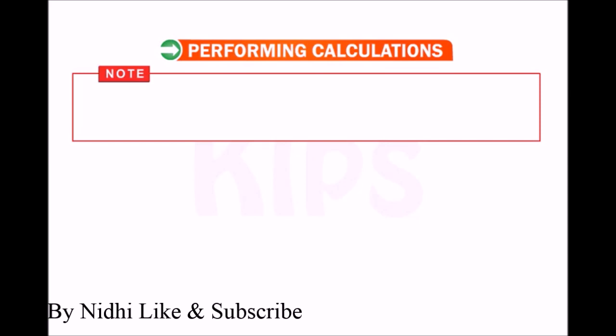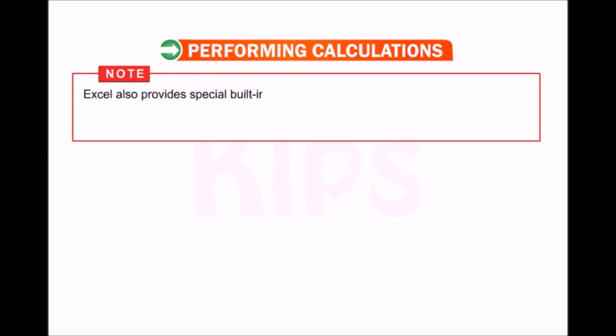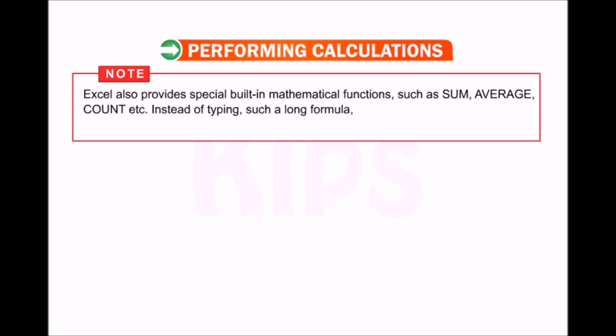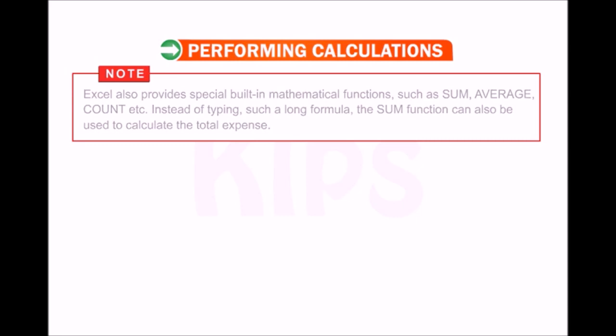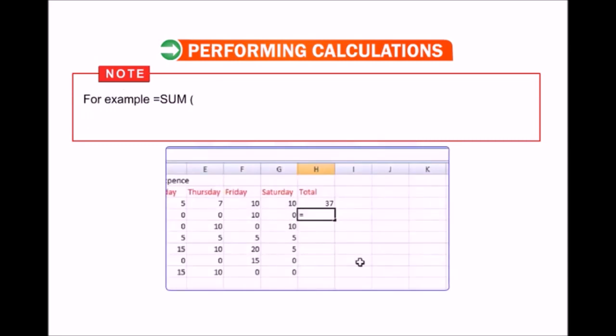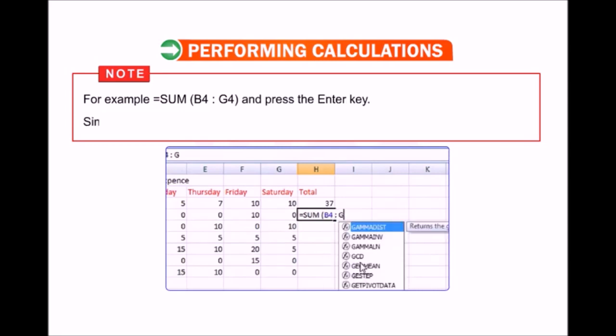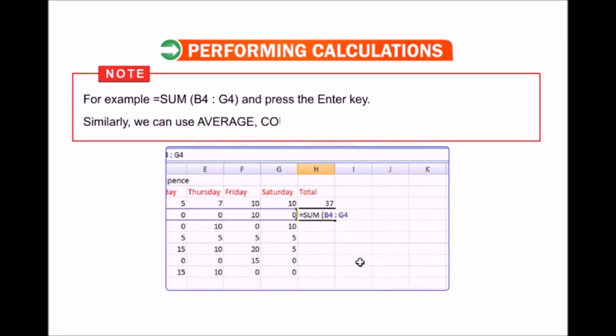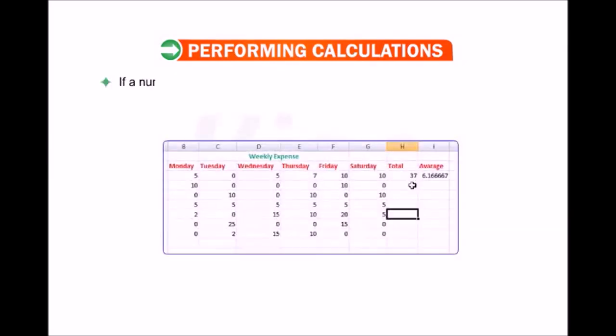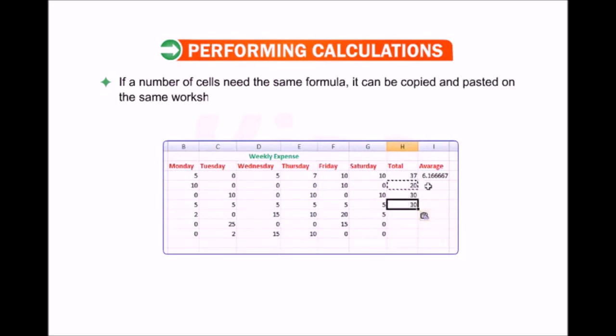Alright students, note that Excel also provides special built-in mathematical functions such as SUM, AVERAGE, COUNT, etc. Instead of typing such a long formula, the SUM function can also be used to calculate the total expense. For example, SUM(B4:G4) and press the Enter key. Similarly, we can use AVERAGE, COUNT, MAX, and MIN functions. If a number of cells need the same formula, it can be copied and pasted on the same worksheet.